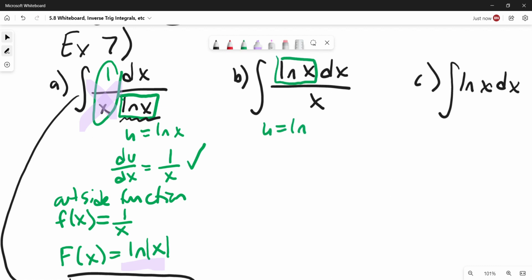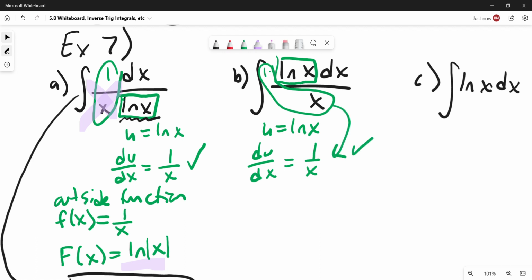So u equals ln x. So our du dx is 1 over x, which we already have. Right? This is like an implied times 1 over x. We already have it. Yay!